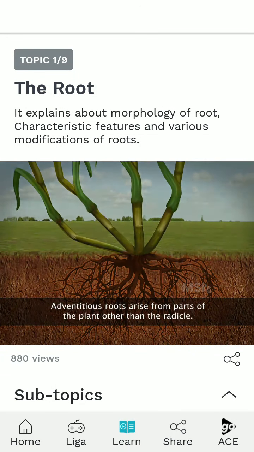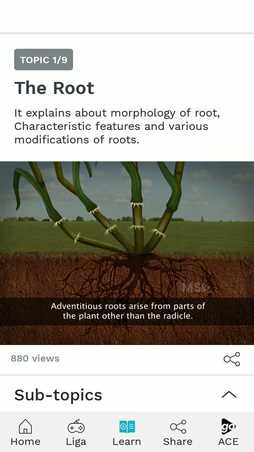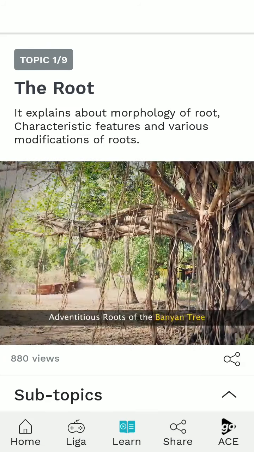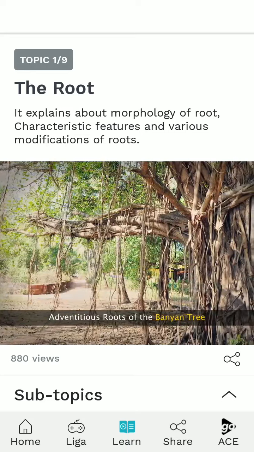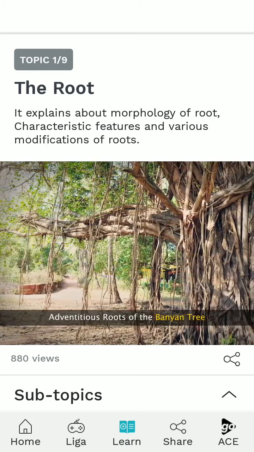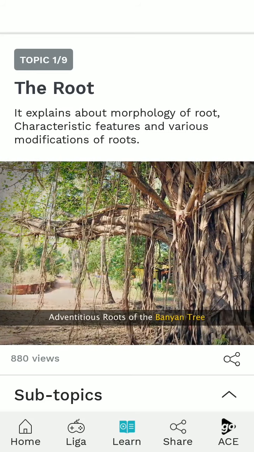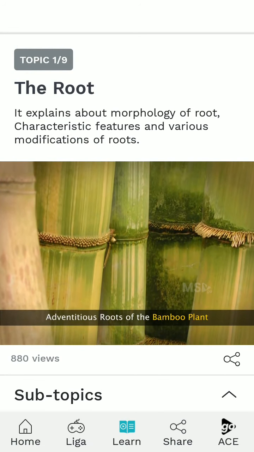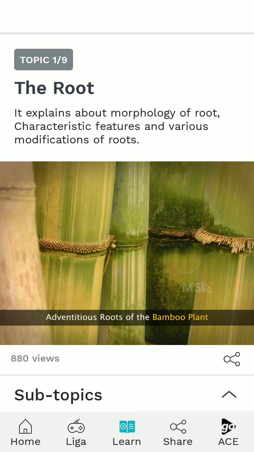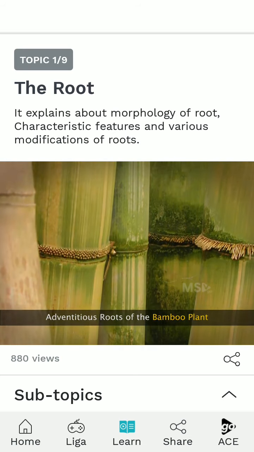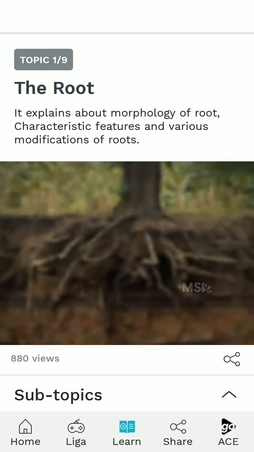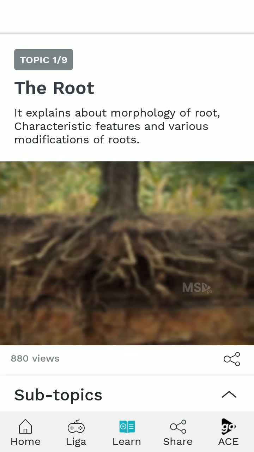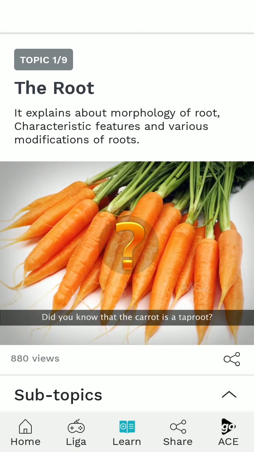In some plants, the roots arise from parts of the plant other than the radicle. Such roots are called adventitious roots. The roots arising from the branches of the banyan tree are an example of adventitious roots. Another example of adventitious roots is those growing along the nodes of the bamboo plant. Did you know that the carrot is a taproot?